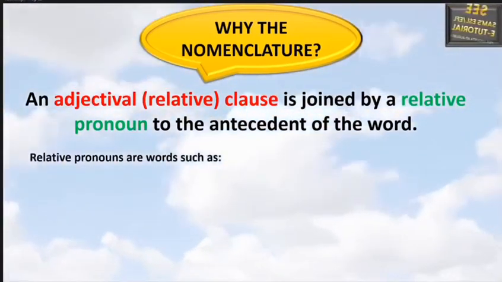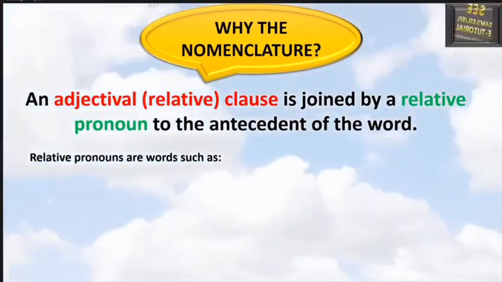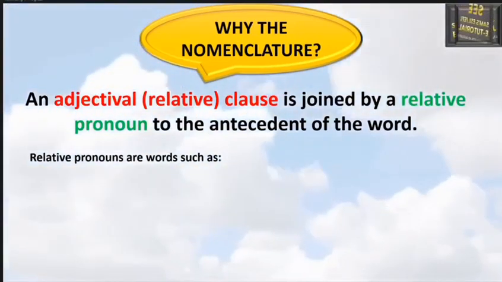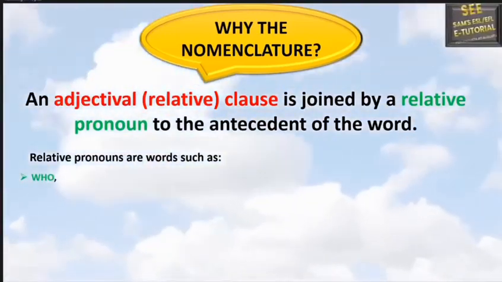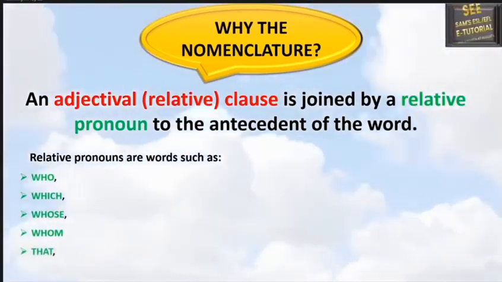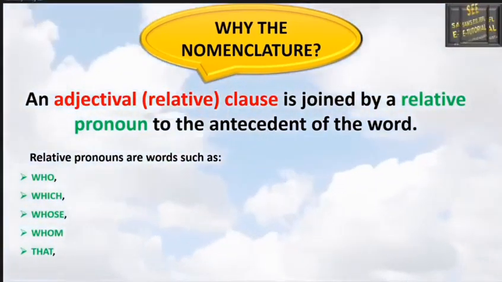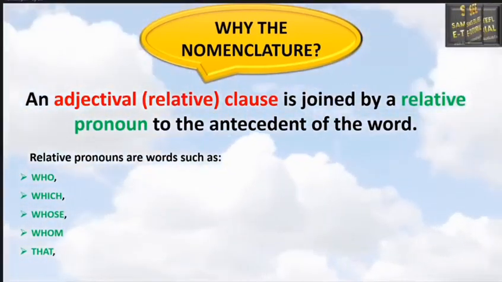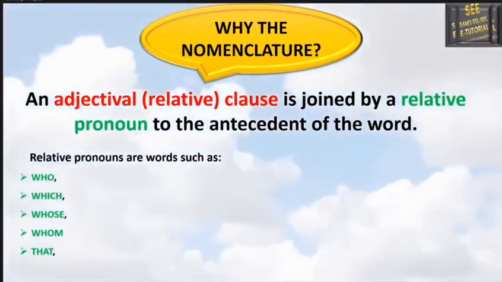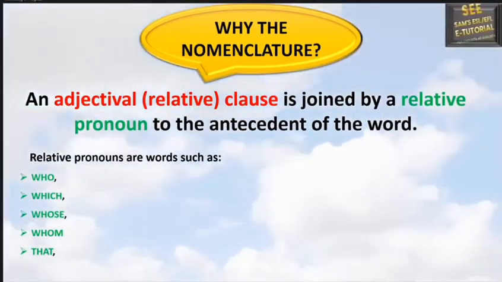Remember, the essence of this is to know why we call it an adjectival clause and at the same time refer to it as a relative clause. We will do that first by looking at these relative pronouns: who, which, whose, whom, and of course that. These are relative pronouns. They are called relative pronouns because when they appear in the middle of a sentence, they always make reference to the antecedent, in other words, the noun that is before them in a sentence.